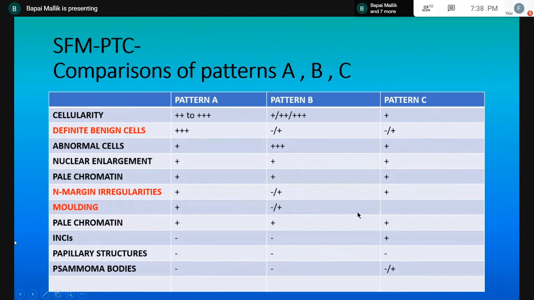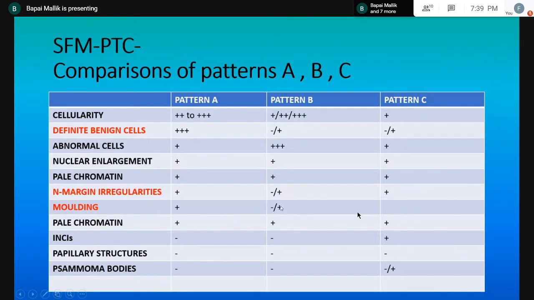So the difference is that the number of benign cells is much more in pattern A. Benign cells are the predominant cells in pattern A, whereas in pattern B, benign-looking cells where you are absolutely certain that they are benign, I should use the phrase benign looking cells where you can confidently call benign, are few in number. In pattern A, the abnormal cells are fewer in number compared to pattern B, but the degree of nuclear abnormalities, especially with relation to nuclear membrane irregularities and molding, is present in pattern A, but it is not present in pattern B to a great extent.